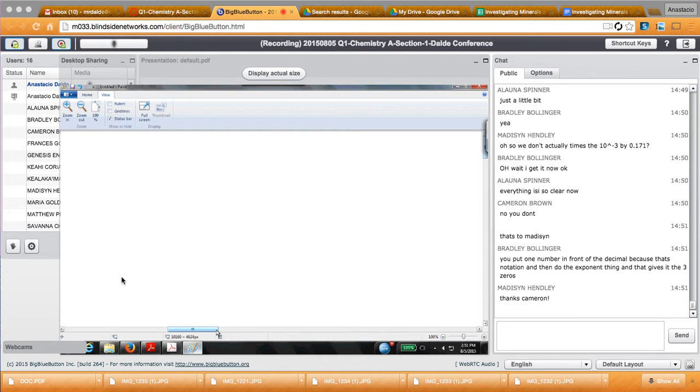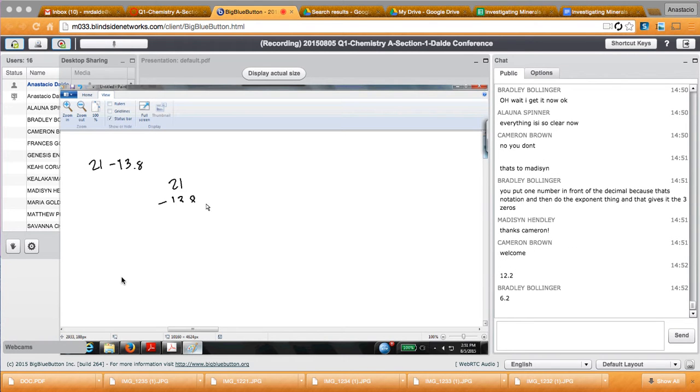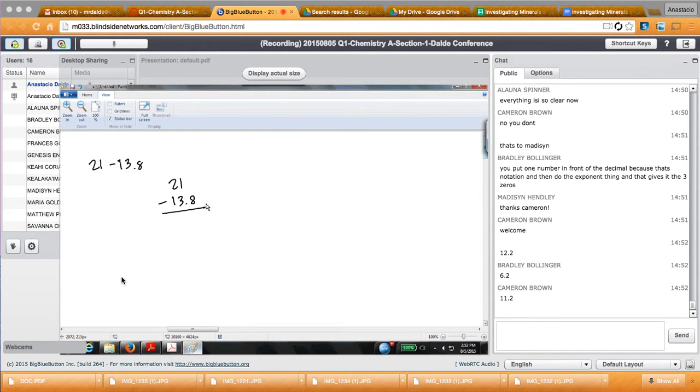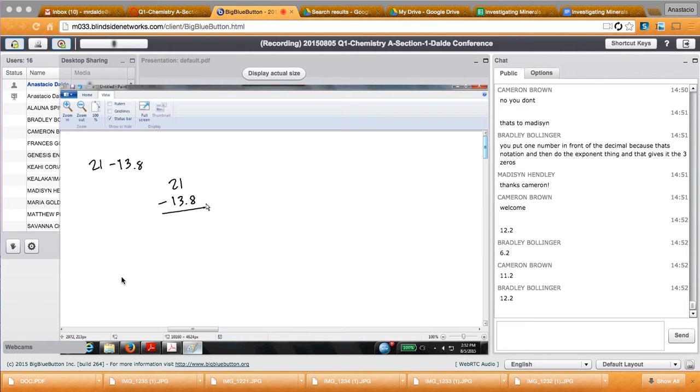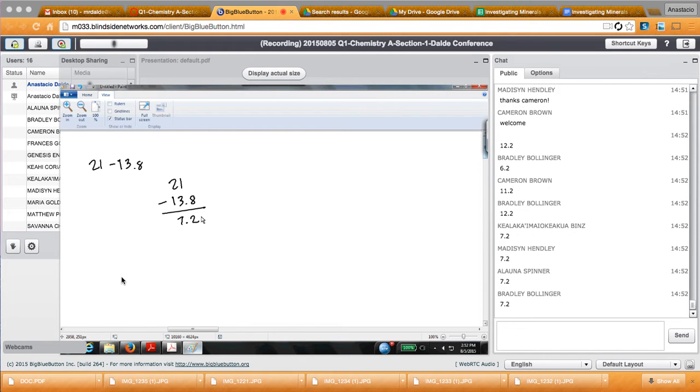So let's try this one. 21 minus 13.8. Plug that into your calculator. What is that answer? I think it's 7.2. Yeah, 7.2. Do that in your head. Awesome. Good. 7.2. Is that your answer? Is that the answer you're going to plug into the computer?